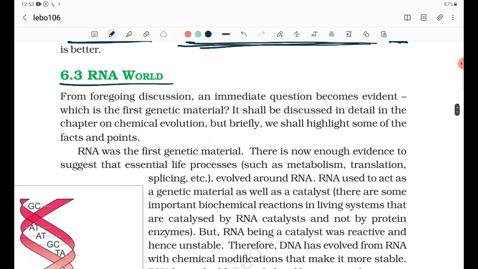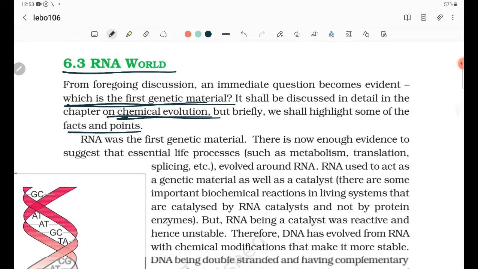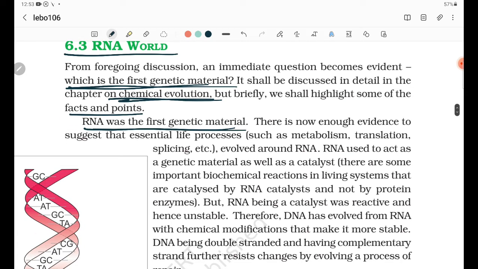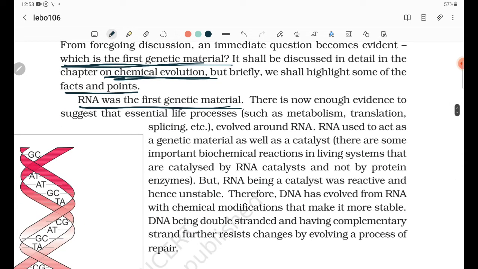From the foregoing discussion, an immediate question comes to mind: which is the first genetic material? It shall be discussed in detail in the chapter on chemical evolution, but briefly we shall highlight some of the facts and points. See, RNA was the first genetic material, very important. There is now enough evidence to suggest essential life processes such as metabolism, translation, splicing evolved around RNA.